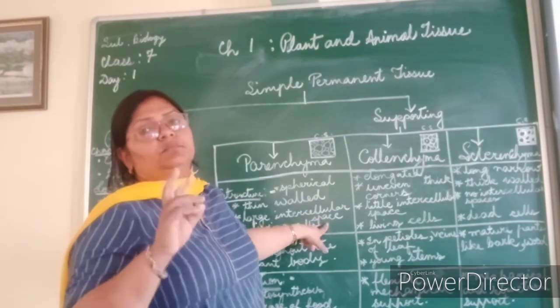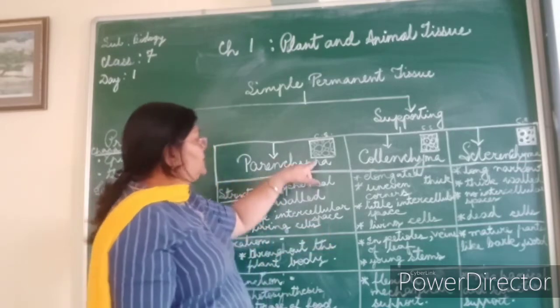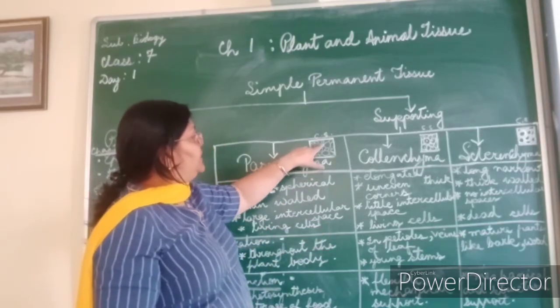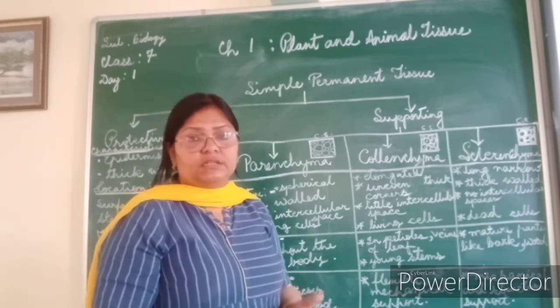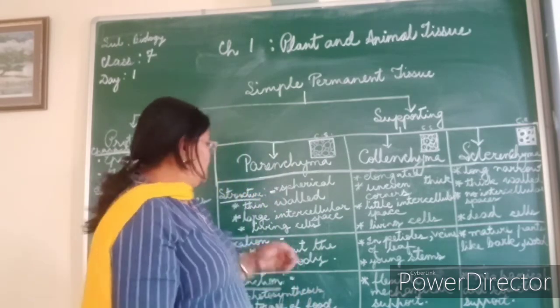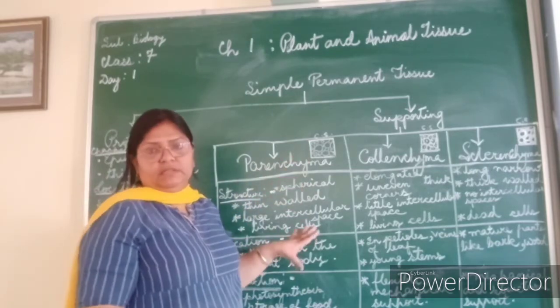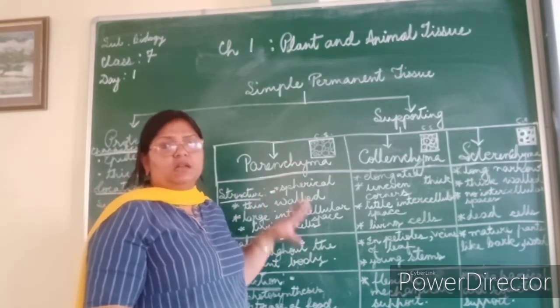Intercellular, that is between two cells. So between two cells you find these empty places. This shows the large intercellular spaces. Fine, they are living cells. Parenchyma cells are living cells.